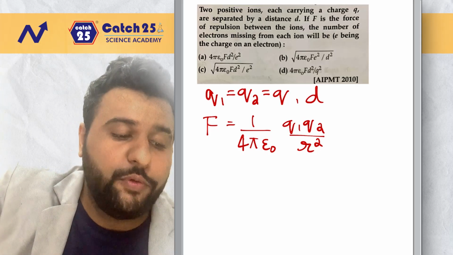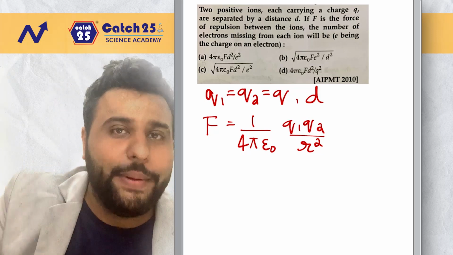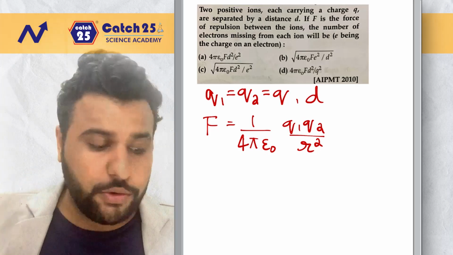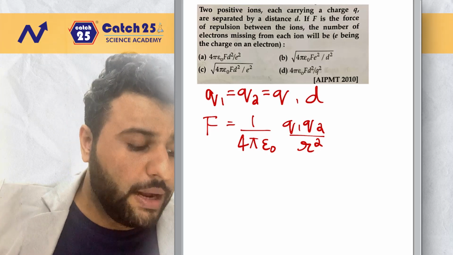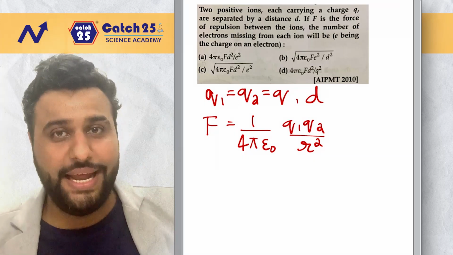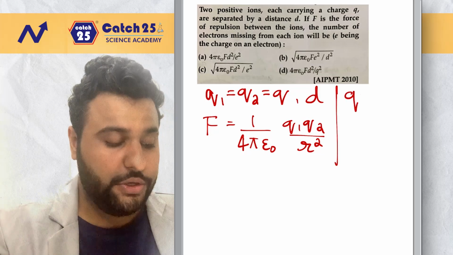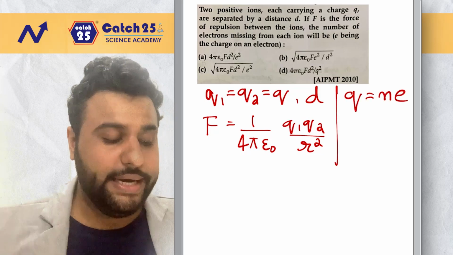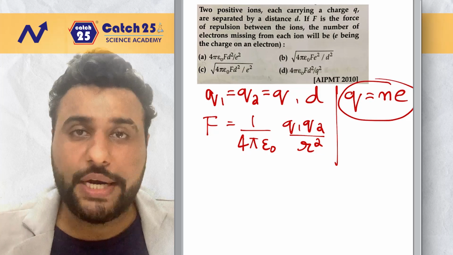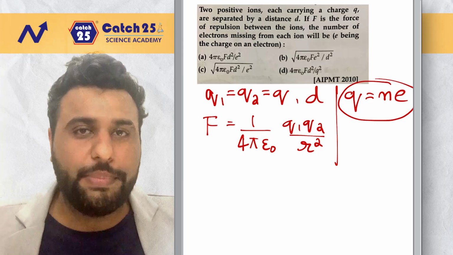They are saying if F is the force of repulsion between the ions, you know the force will be of repulsion because two positives will repel. But nevertheless, it does not affect the formula. You yourself should know that it will be a repulsive force. And the number of electrons missing from each ion will be, now I have to find the number of electrons n. From 11th standard, you have a formula, which is Q equal to plus or minus Ne. This is the most basic formula for number of electrons, where Q stands for charge and e stands for the charge of an electron, which is 1.6 into 10 power minus 19.